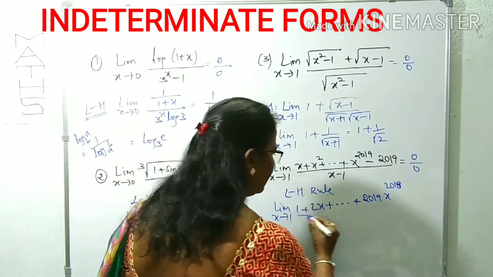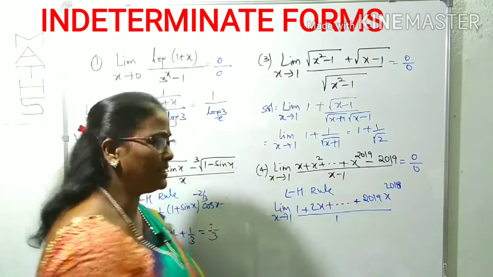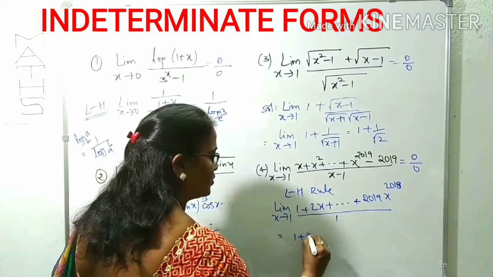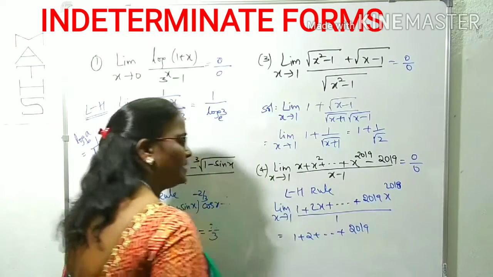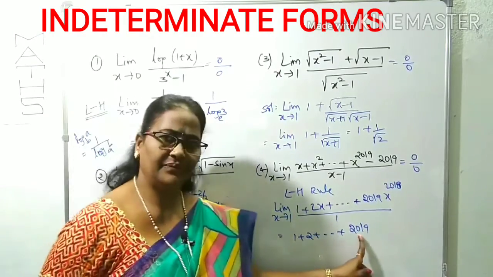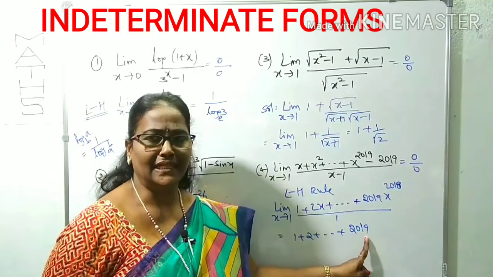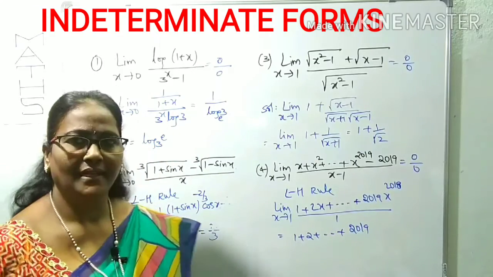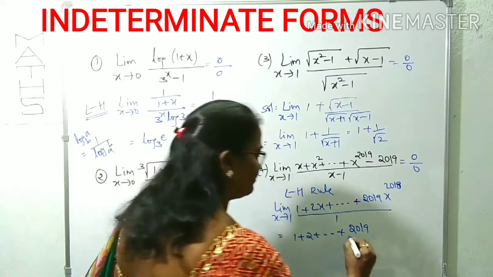In the denominator, the derivative of x is 1, and the derivative of x minus 1 is 0. Now x tends to 1. What happened? We get 1 plus 2 plus up to 2019. What is the meaning of this? This clearly indicates the sum of the first 2019 natural numbers. You know the sum of n natural numbers formula: n into n plus 1 by 2. You can use that formula simply.